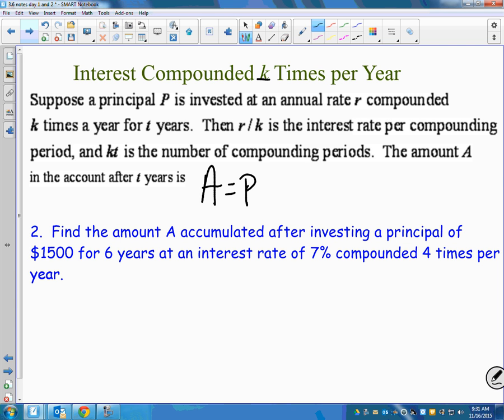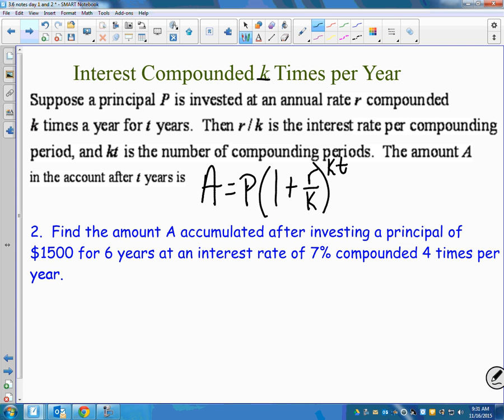So instead of just saying 1 plus R, we're going to say 1 plus r over k, where k is the number of times a year. And instead of just raising it to the t power, you have to raise it to the kt power for the number of times a year times the number of years.